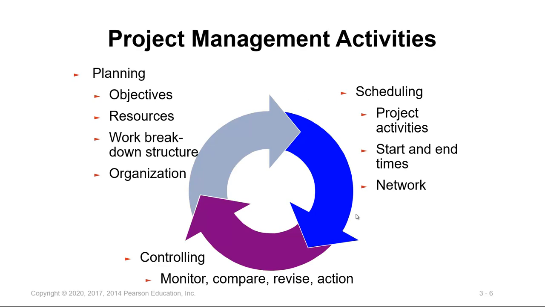The planning will include objectives, resources, work breakdown structure, and organization of the team. And we'll talk about the work breakdown structure. While scheduling will include project activities, start and end times, and network diagram. Controlling will include monitoring, comparing revisions, and actions.